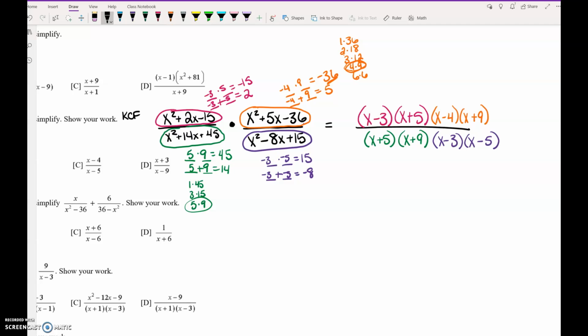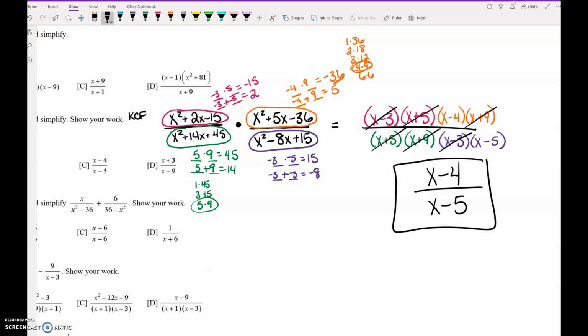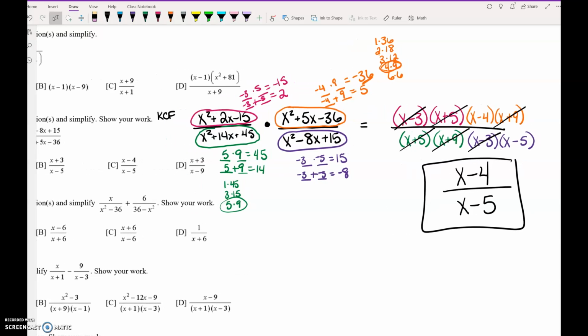Once you get this completely factored out, what on the top matches factors on the bottom? X minus 3 matches, x plus 5 matches, x plus 9 matches. So the only thing left on the top is x minus 4. The only thing left on the bottom is x minus 5. And this one is multiple choice on the review. It is not multiple choice on the quiz.